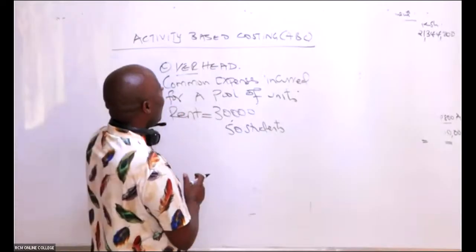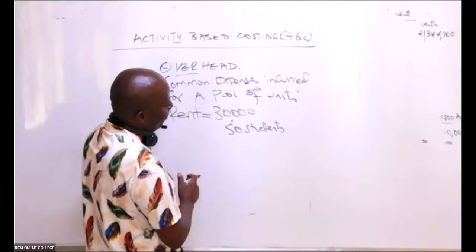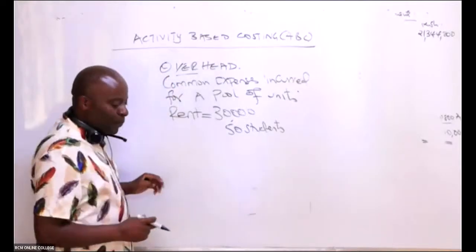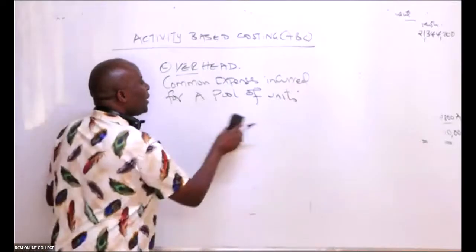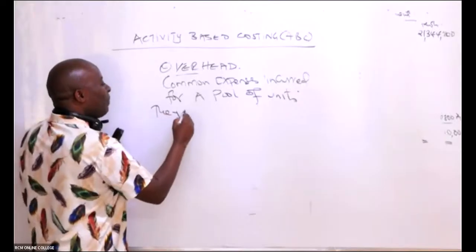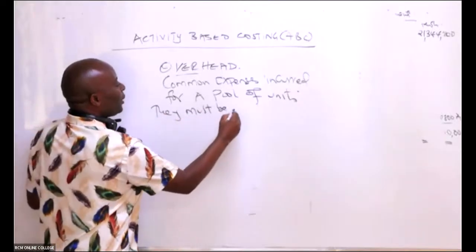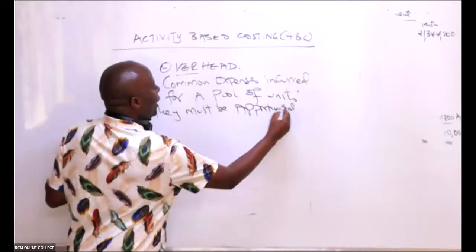So overhead is a common expenditure incurred for a pool of many units. Very, very important. At the end of the day, these overheads must be apportioned to individual units.